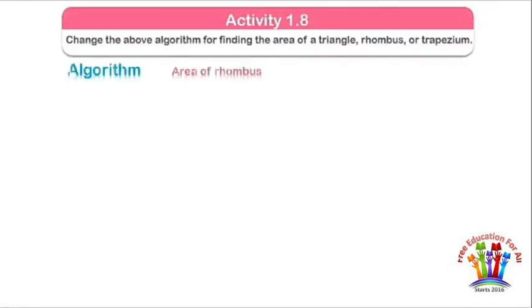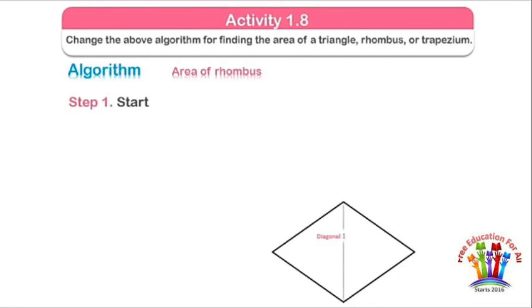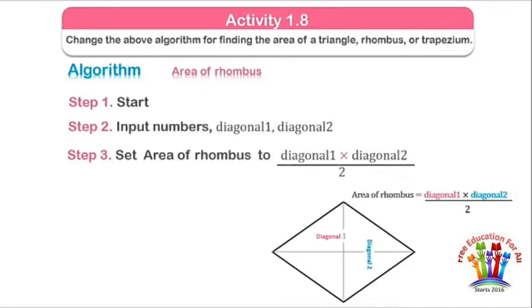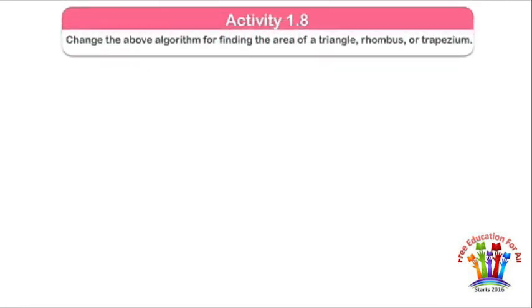And now I will find the rhombus area. Here is the rhombus. This is the maximum height, up to down or left to right. Okay, we can say this is the diagonal. Okay, diagonal 1 multiply diagonal 2 divided by 2. So first we will enter the input numbers diagonal 1 and diagonal 2, then we will set the area of rhombus, meaning the formula diagonal 1 multiply diagonal 2 divided by 2, then we will output the area of rhombus, and then end.